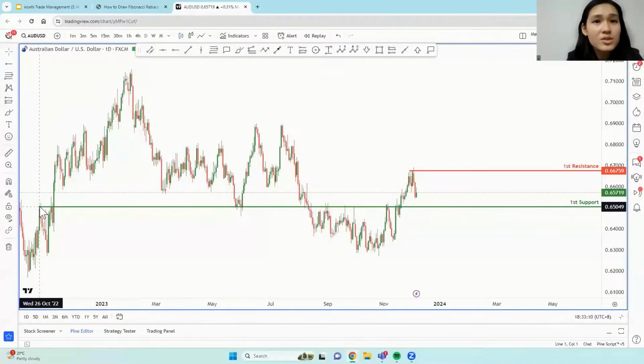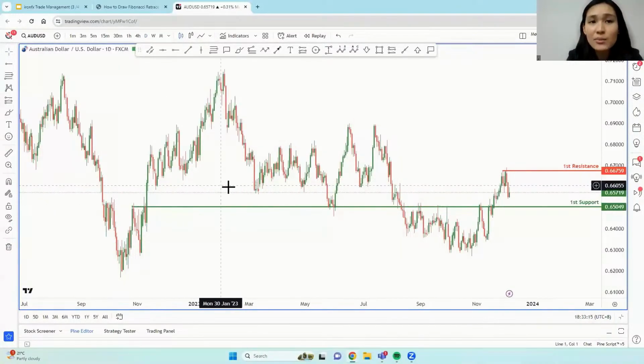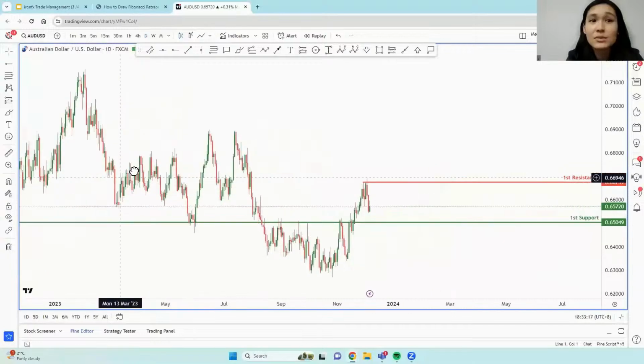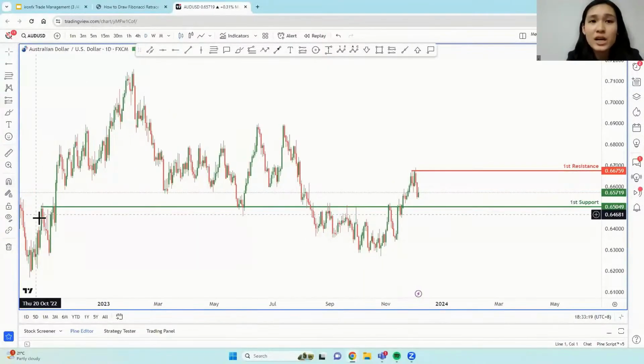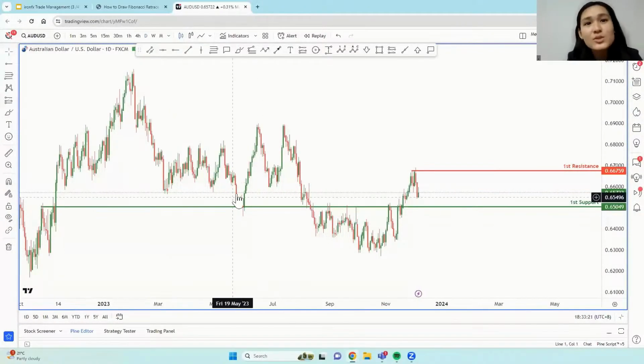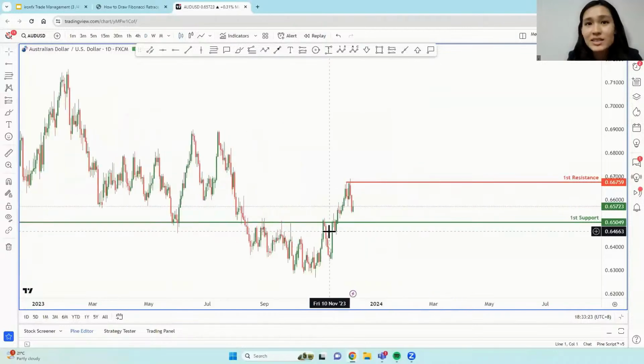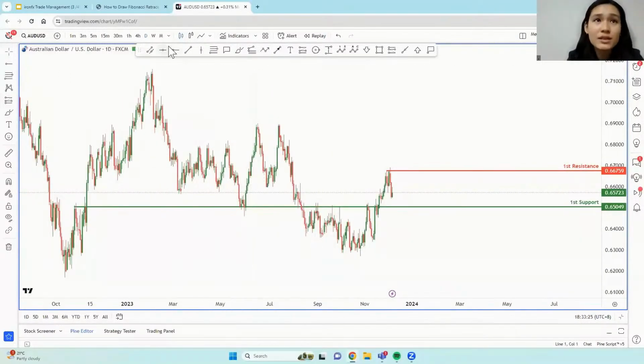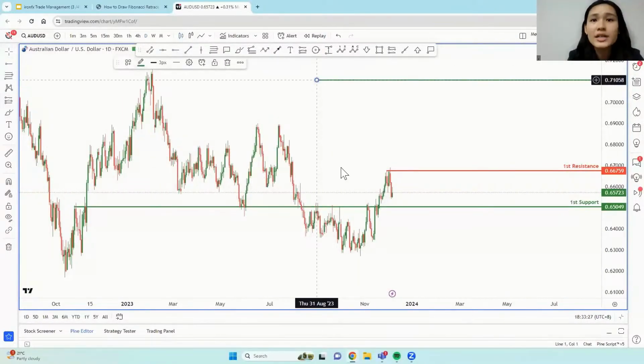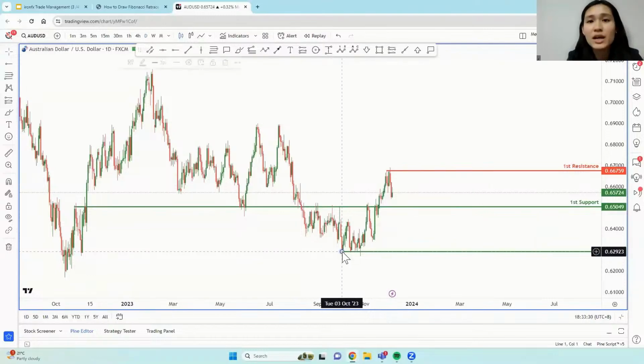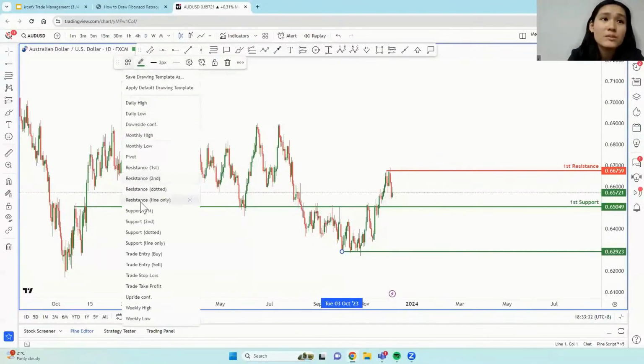This is the reason why we want to pull it back as far as we can, so that we can see how many times price has tested this level before. I have one swing high here, a swing low here, and a couple of swing highs here as well. So it's a pretty significant level there. And next I'll just place my second support below here.